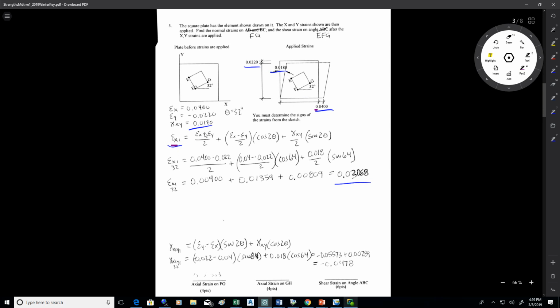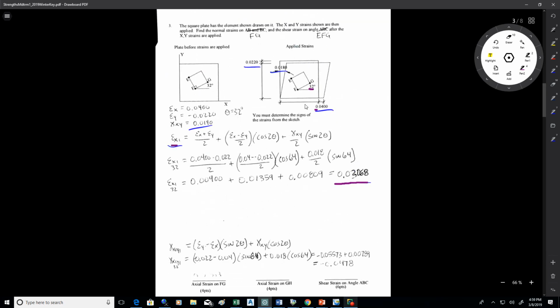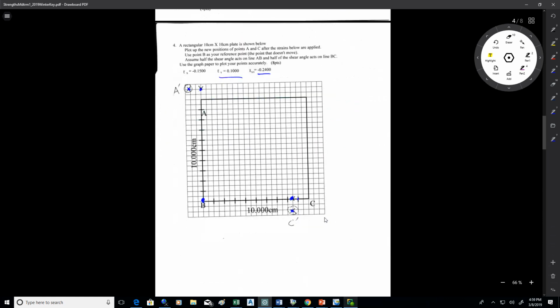Okay, so to find that normal strain on FG, use the normal strain biaxial formula, equation 71. The angle to use there is 32 degrees because the angles for strain are measured from the horizontal. Plug all this information in, you get a strain of 0.03068. The shear strain on angle EFG, again, is based on the 32-degree angle. You use formula 72 for biaxial shear strain, and you'll come up with negative 0.0478.